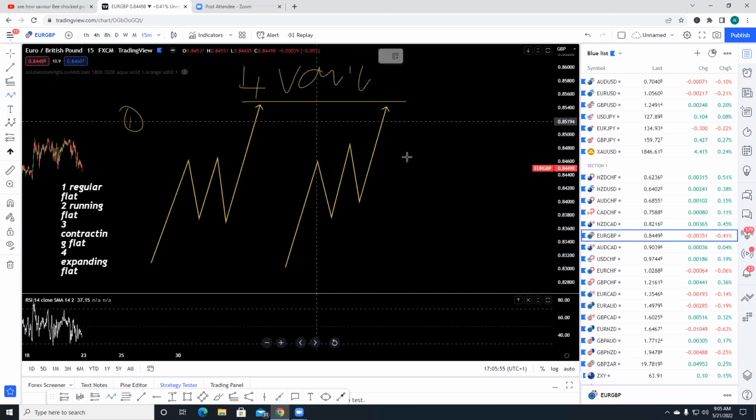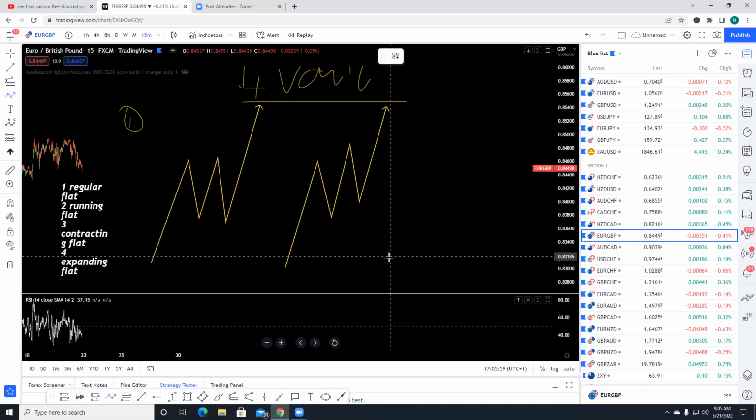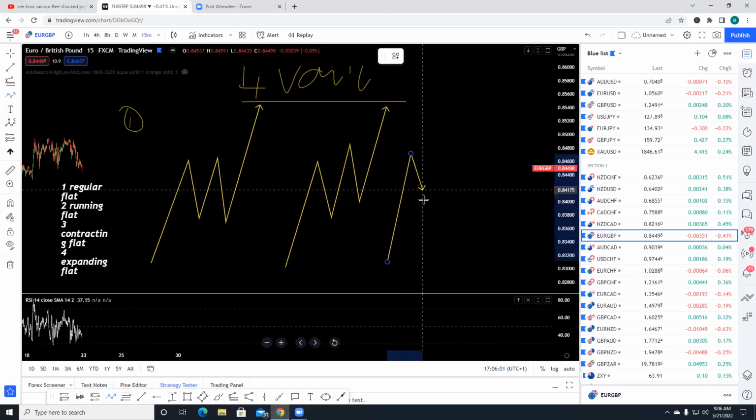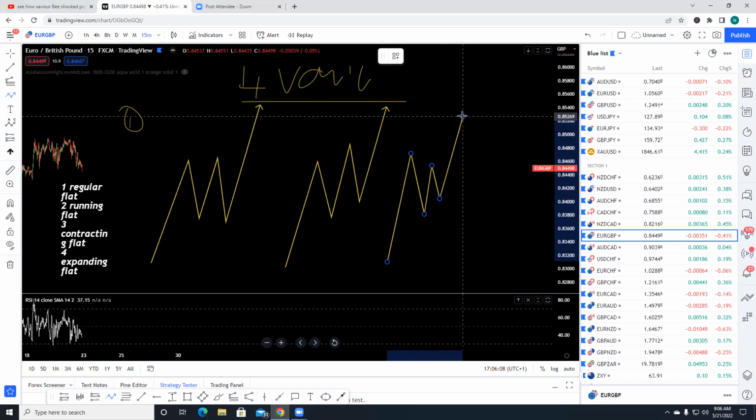The third variation is what we call a contracting flat. Contracting flat, you have a move up. You have this one come this way. You have this one come this way. It does not break the top. This one does not break the bottom. I have a move to the upside.